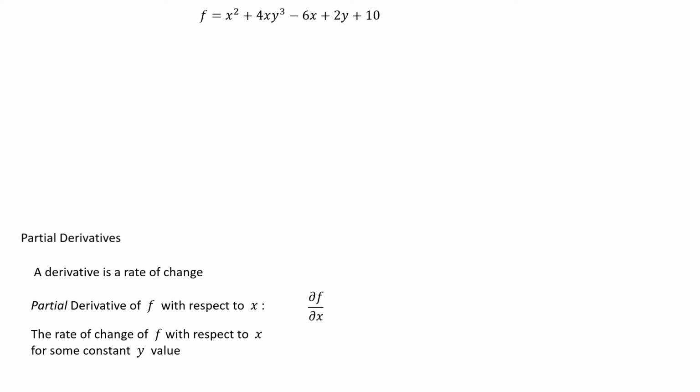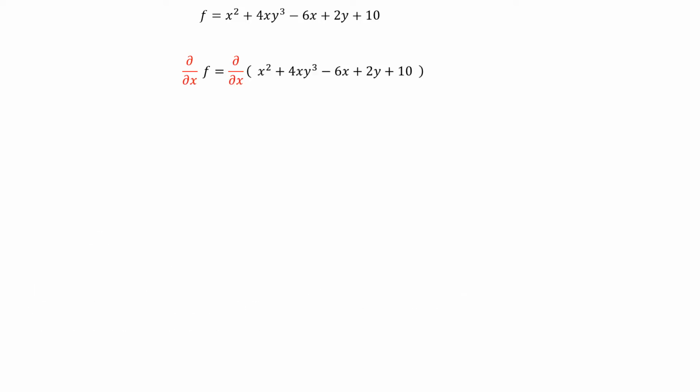This is the symbol we use for the partial derivative with respect to x. Notice the d's have a little curly tail on them, as opposed to just an ordinary d that you might see in a regular derivative. These are not the same thing. So what we're going to do here is I'll show you how to differentiate this function with respect to the variable x.